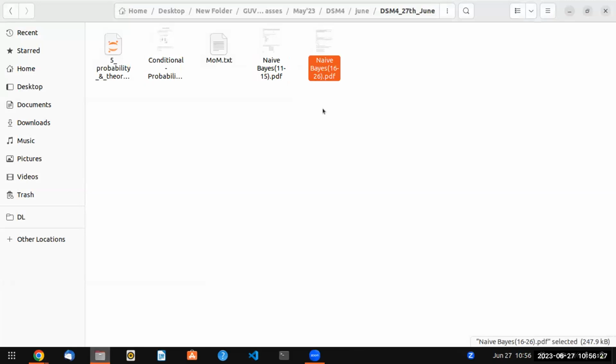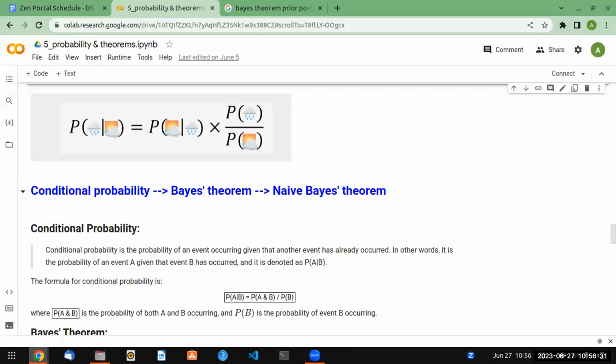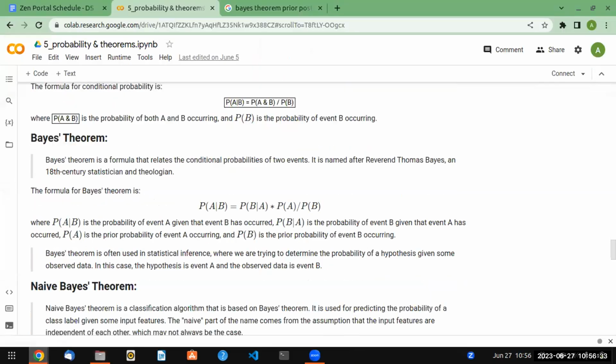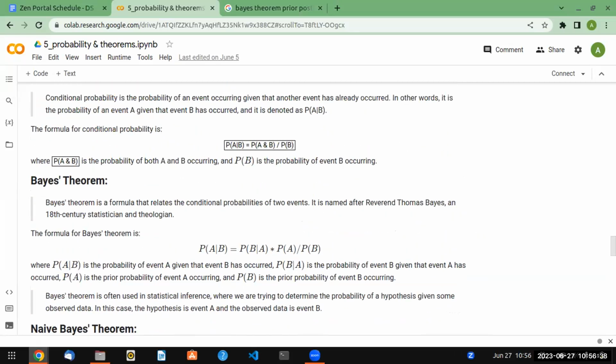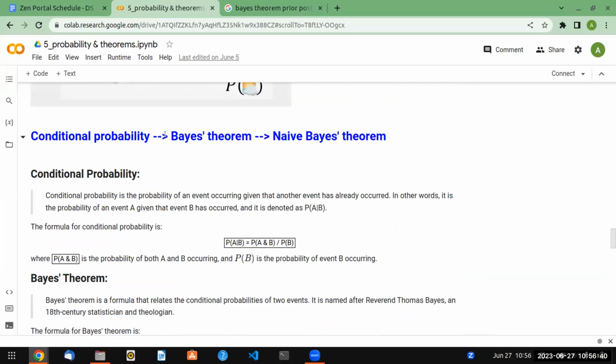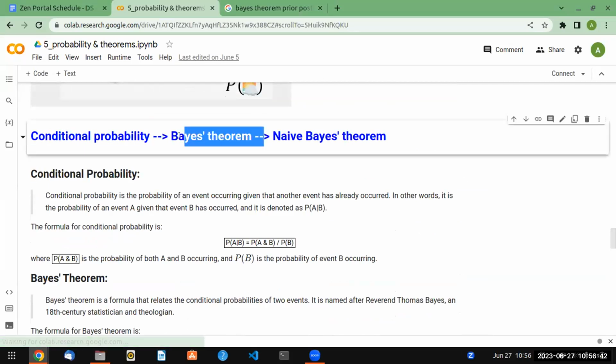Let's not go further on this, because the conceptual part is almost done. PDF, CDF, and some conceptual things about the difference between naive Bayes and Bayes theorem, we'll cover tomorrow. Let's not burden ourselves.